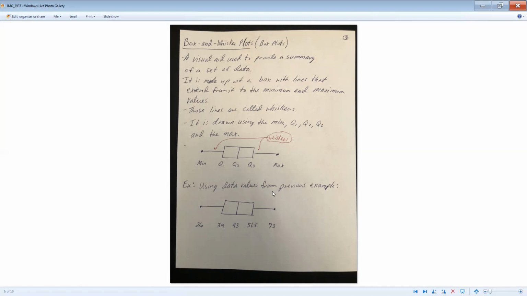And so if we use the data values from the previous example, 26 will be our minimum, 73 is our maximum, then we'll use 39, 43, and 51.5 as the lines in our box.